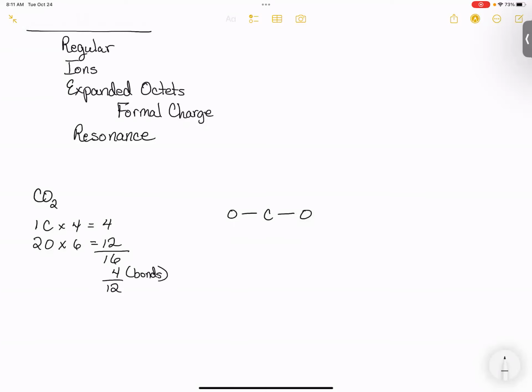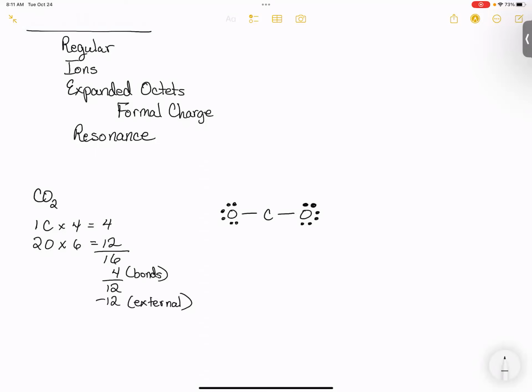It says distribute the remaining valence electrons around the external atoms, giving the external atoms an octet. So I'm going to make sure my oxygen atoms get an octet. Right now, I have 2 within the bond that the oxygen has. To give that oxygen an octet, it needs 6 additional electrons. The other oxygen will also need 6 additional electrons. So that means we've used up our 12 electrons on our external atoms.